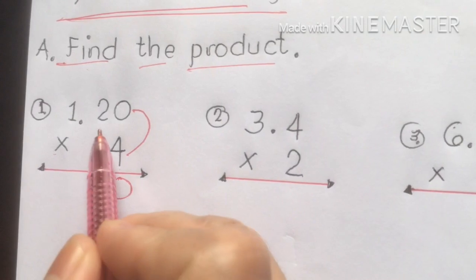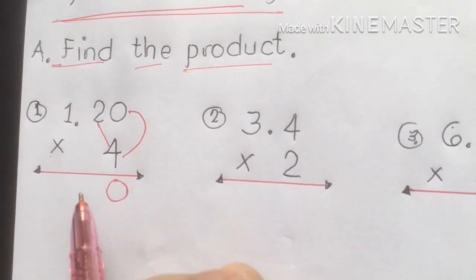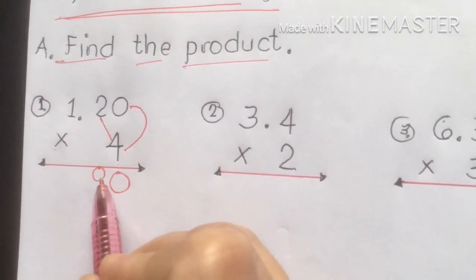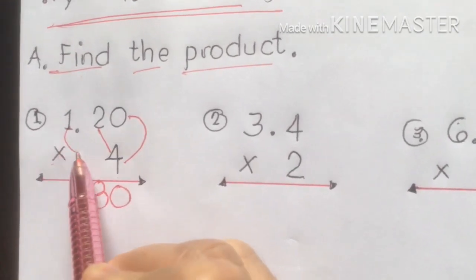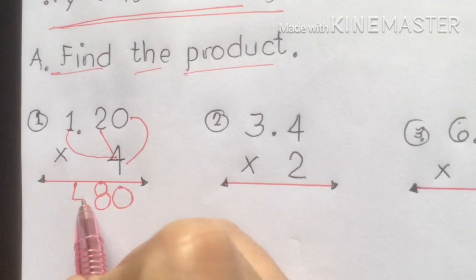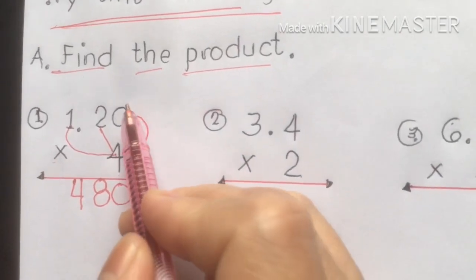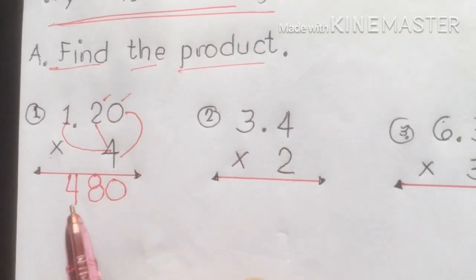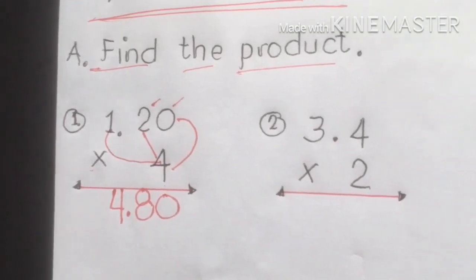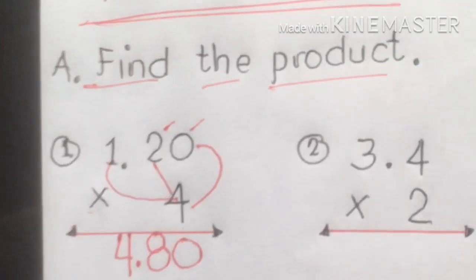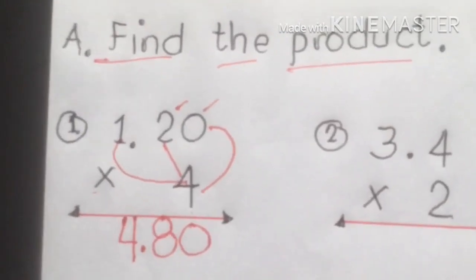Next, 2 times 4. The answer is 8. Remember, my dear viewers, just follow. Next, 1 times 4. The answer is 4. Let's count first. 1, 2. 1, 2. Put the decimal places. That's easy, right, my dear viewers? Please follow, guys. That's our answer for number 1.